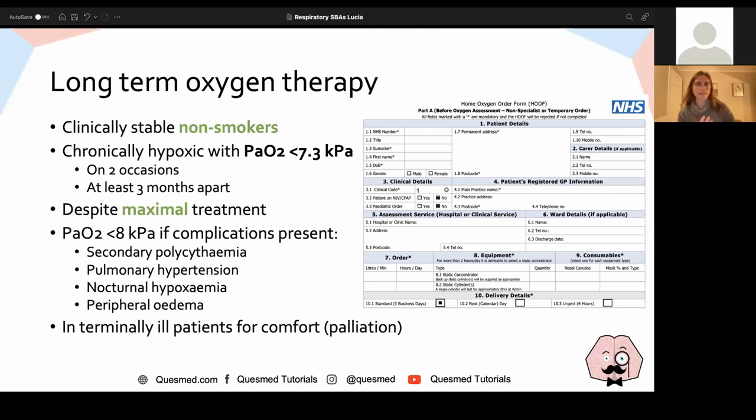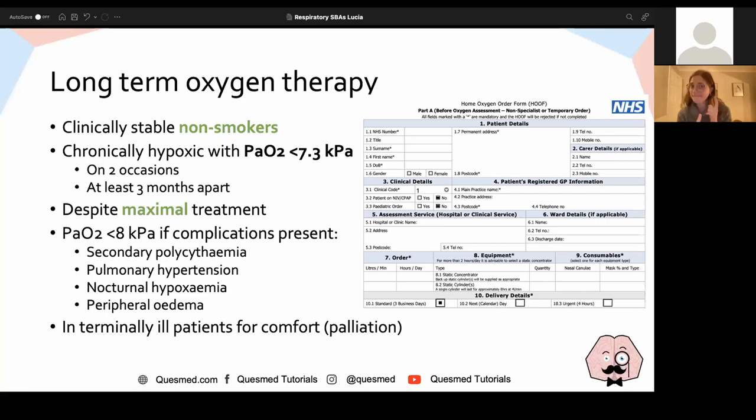And the one I've put on the right is your home oxygen order form, which when you're an F1 or an F2 working in respiratory medicine, you'll become very familiar with, and you'll be doing plenty of these a day. And just a reminder, if patients have stairs, they need two concentrators, one downstairs and one upstairs. Here's my tip for you today.